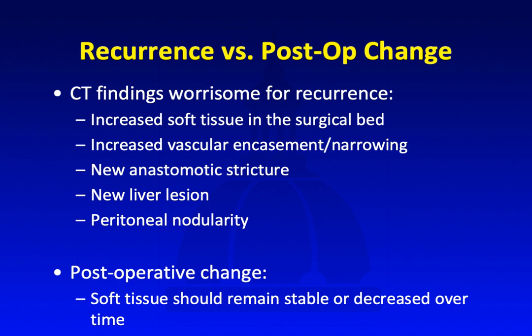CT findings that are worrisome for recurrence would be increased soft tissue in the surgical bed. Usually this soft tissue I find has a little bit more enhancement, a little bit more rounded or convex borders compared to just the post-op findings, which tend to be more ill-defined and strandy rather than soft tissue. And we may also see increased mass effect on the vessels with more vascular encasement or narrowing. And we may see new anastomotic stricture at either the PJ or the HJ. And these are sites of local recurrence.